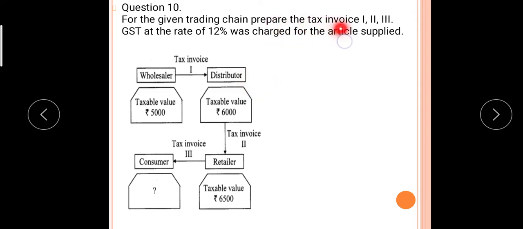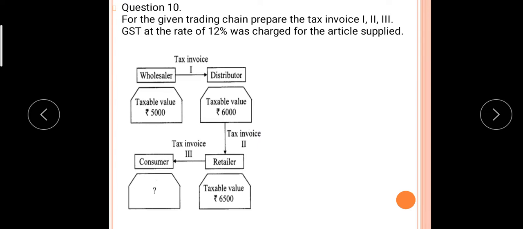So prepare the tax invoice, meaning we have to make a bill. Tax invoice means what? A bill. First, second and third. GST at the rate of 12% was charged for the article supplied. So wholesaler to distributor. What is the taxable amount for the wholesaler? 5,000. And he is selling to the distributor at 6,000.